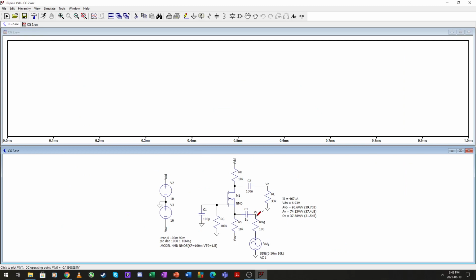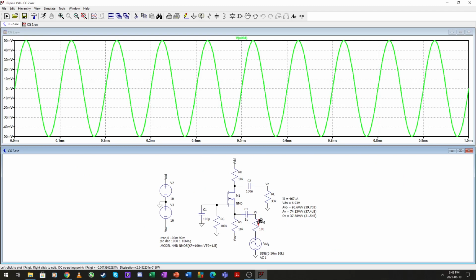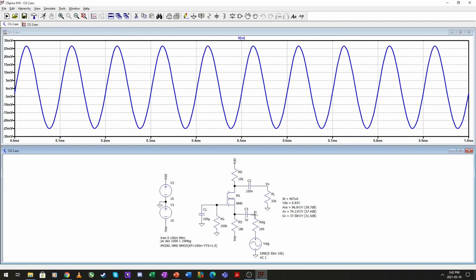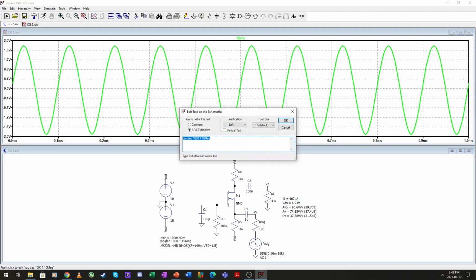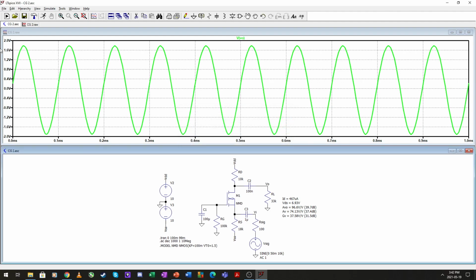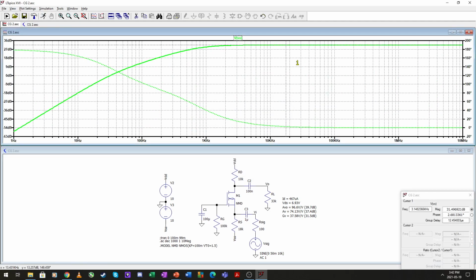Let's run this amplifier. Let's see, 50 millivolts input, around about 25 going into the amplifier. So this is 100 milliohms looking into this amplifier roughly. And there is our final output. Okay, let's have a look here at the AC simulation. 31.5 dBs.